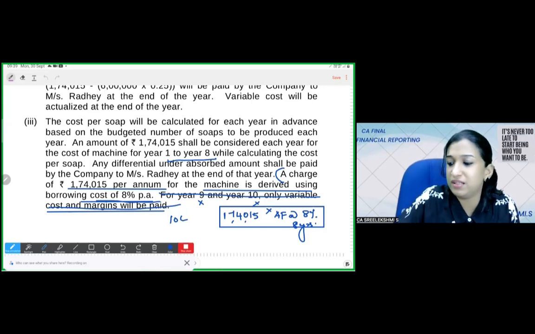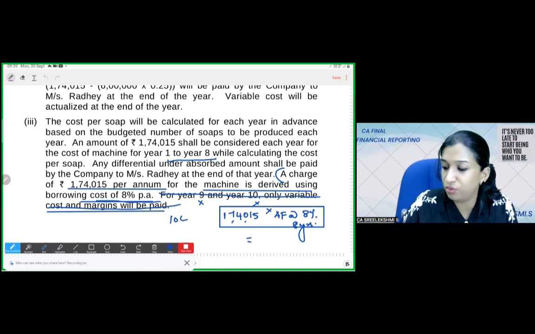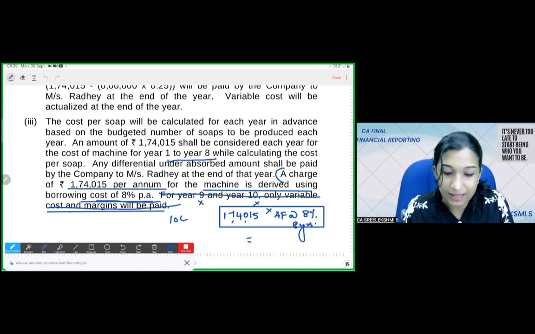Okay. So which means how much are you getting? 1 divided by 1.08, for 1, 2, 3, 4, 5, 6, 7, 8 years. The annuity factor is 5.7466 into 1,74,015. That is 10 lakhs exactly.